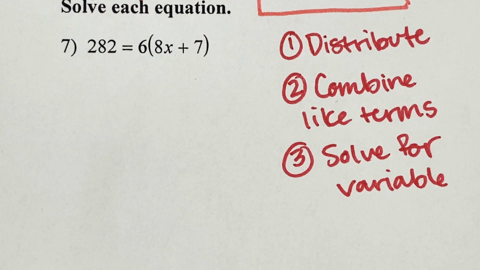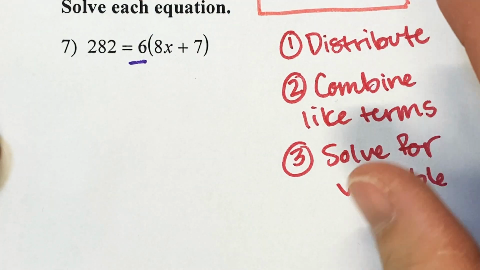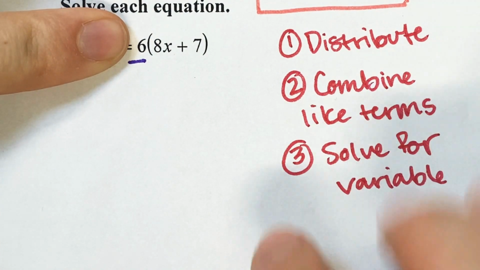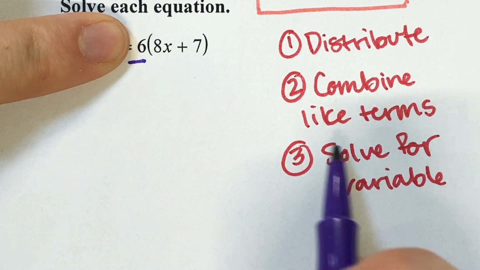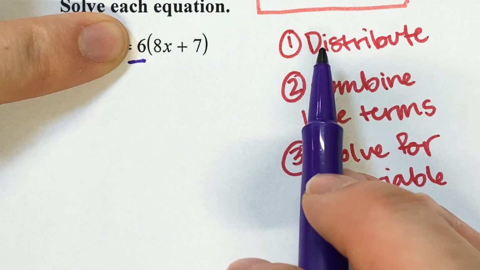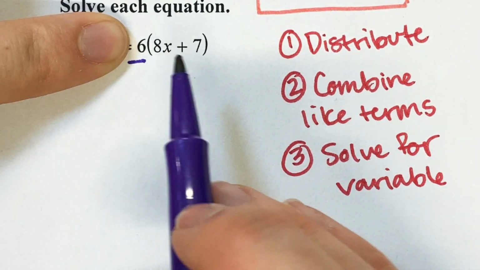Okay, so our first step is to distribute. So what is the number that I need to distribute? It's going to be this positive 6, right? We are going to ignore this equals sign until the very end. Ignore the equals until the very last step. So let's go ahead and do our first step, which is to distribute.